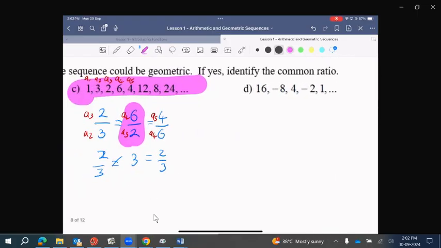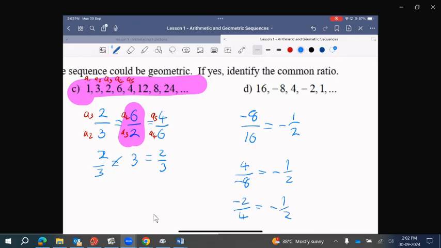Let's try the test on these ones. So I'll take minus 8 divided by 16. What does that give me? Minus a half. If I take 4 divided by minus 8, minus a half. If I take minus 2 divided by 4, minus a half. And then last one, 1 divided by 2, minus a half. So this one is geometric.